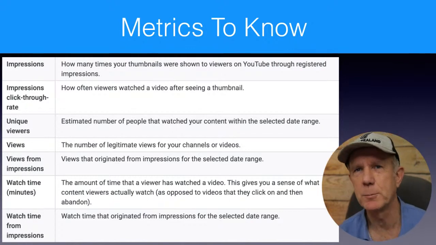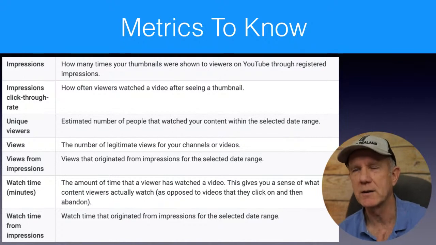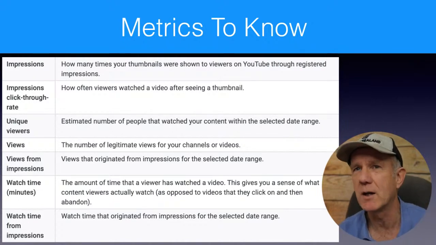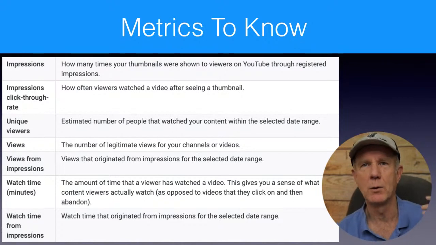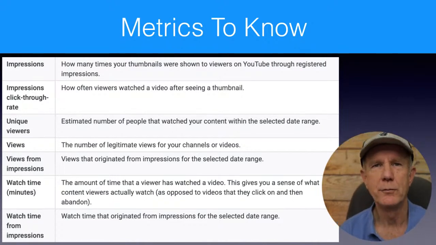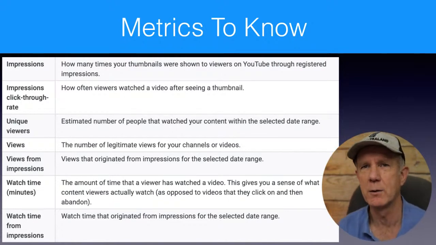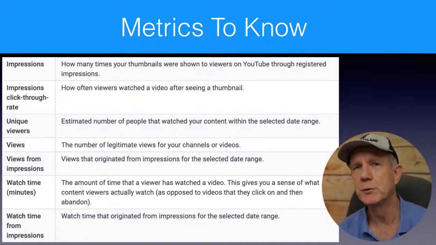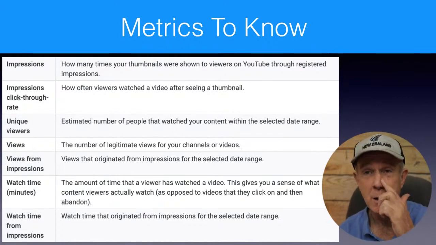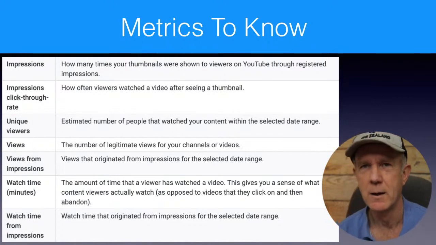Unique viewers is the estimated number of people that watched your content within the selected date range. This could be 28 days, 90 days, 1 year, or a particular year. Views is obvious, a number of legitimate views from your channels or videos. Then views from impressions are views which originated from the impressions for the selected date range.